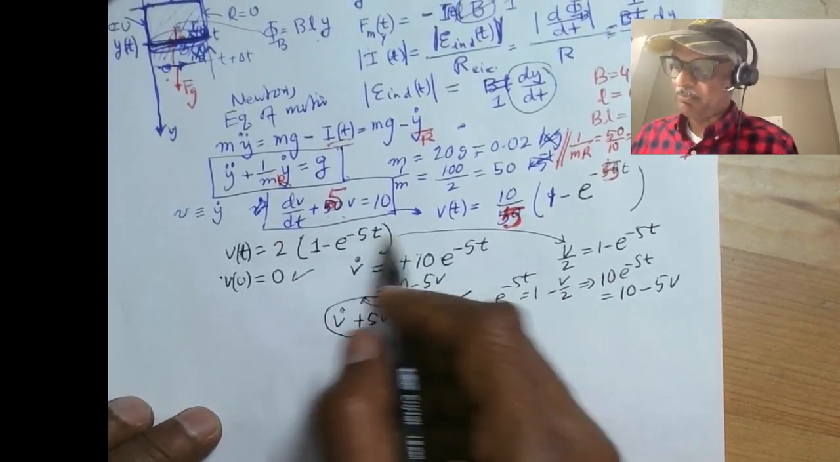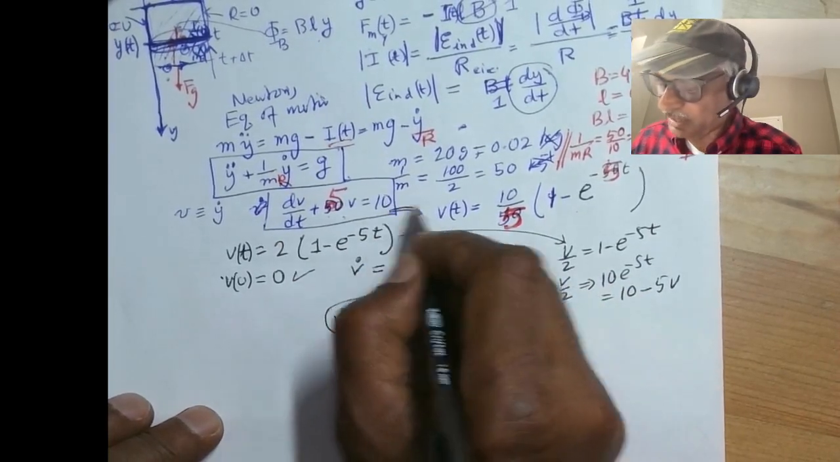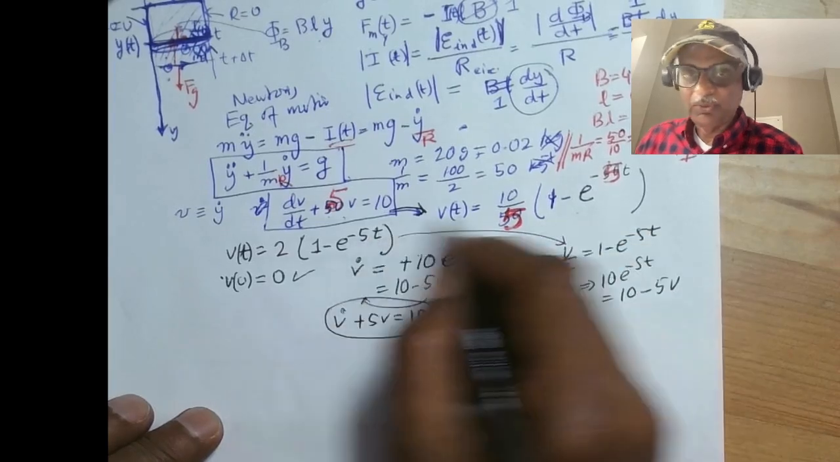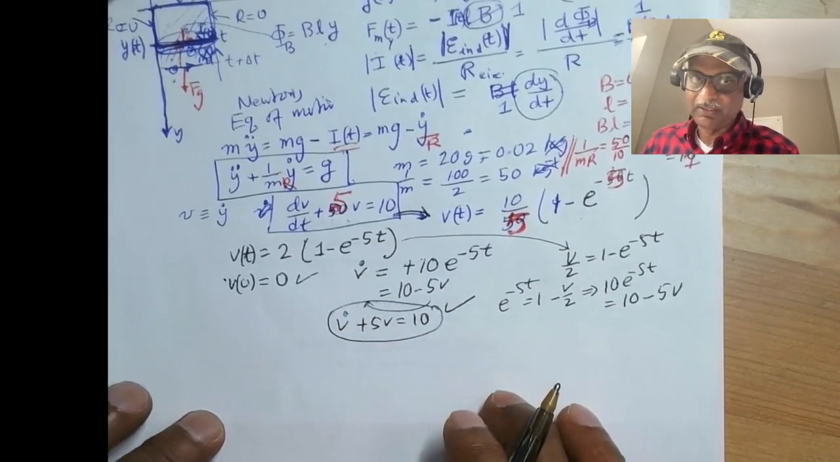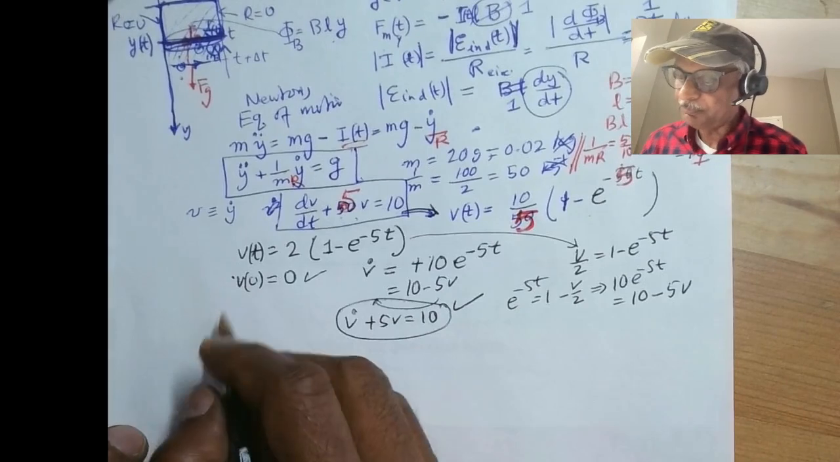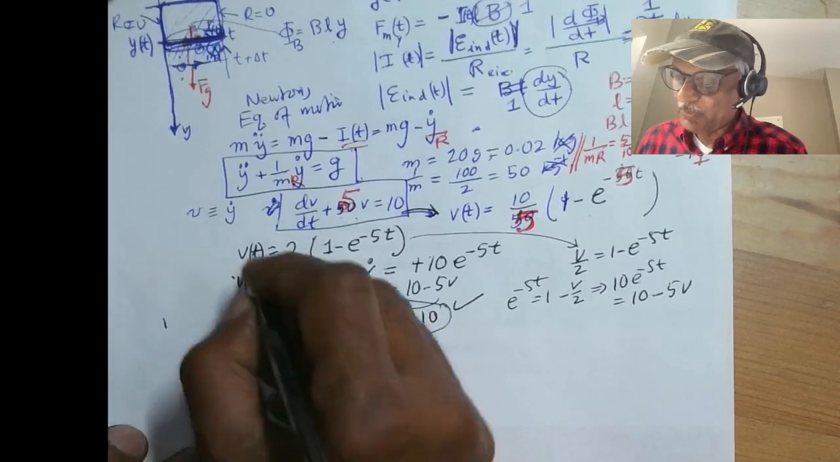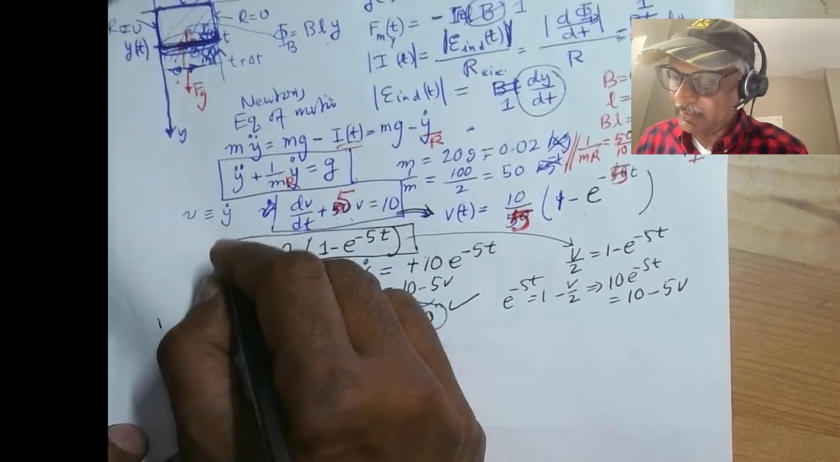So I did some guessing here to write the answer like that. If you don't know how to do this, you may have to learn it somewhere else. Okay. So we got v of t is equal to that.